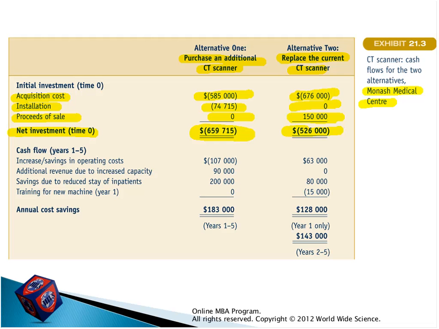The price of a new CT scan is higher compared to the first project, but as we have some residual value from the previous CT scanner, we have got some revenues, 150,000. Then our investment would be lesser than in the previous project, right? Can you see it? It's 526,000.